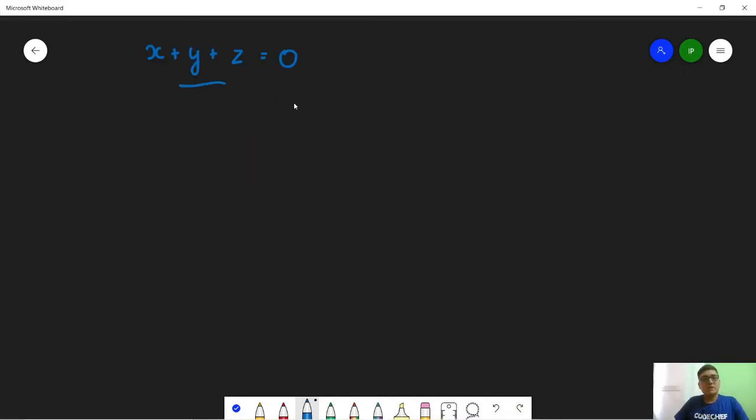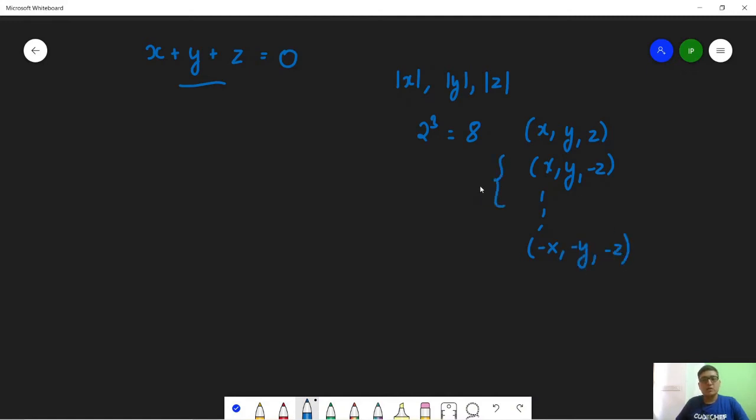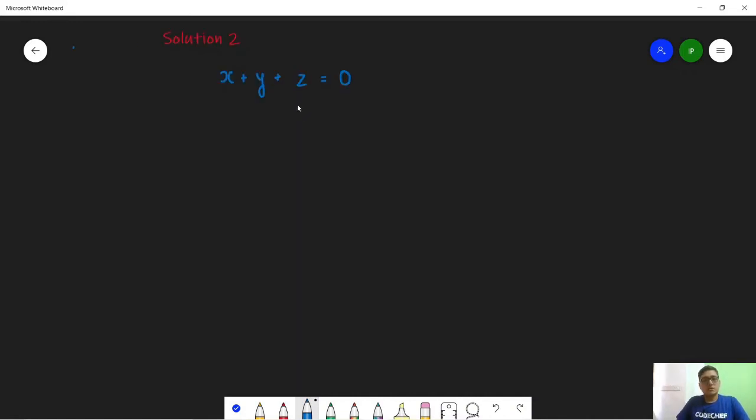So now we are left with this condition X plus Y plus Z equals 0, and we are given the values of mod X, mod Y and mod Z. So the number of combinations is 2 to the power 3 which is 8. We can try all the possible combinations of x, y, z, up till minus x, minus y and minus z. We can try all these 8 combinations and if any of them satisfies this condition of x plus y plus z equals 0, then we know that our answer exists and we output yes, else we output no.